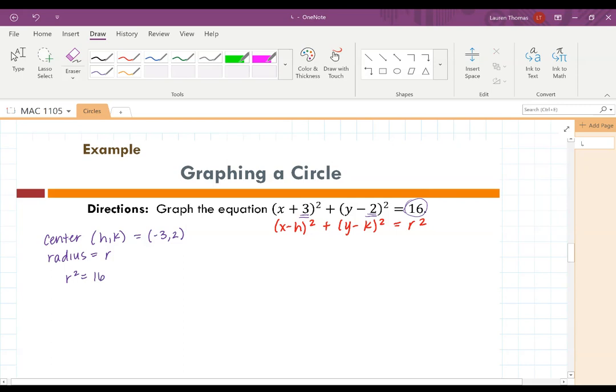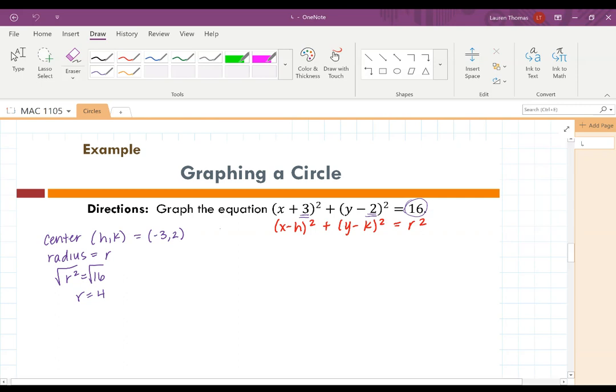And we know that in order to undo a squared power, you're going to take the square root of both sides. So r is equal to the square root of 16, which is 4. Now we also know that when you take the square root of a number, you also have the negative answer and the positive. The radius will always be the positive value. It will never be the negative value. So you do not have to worry about it. You can throw it out.